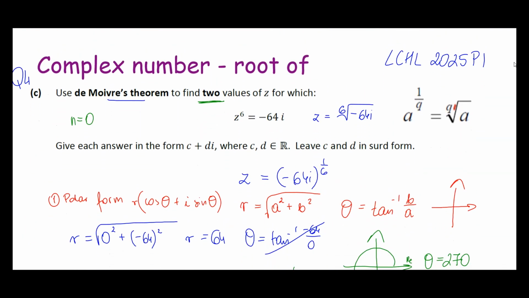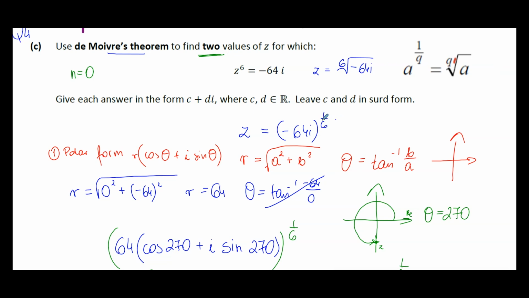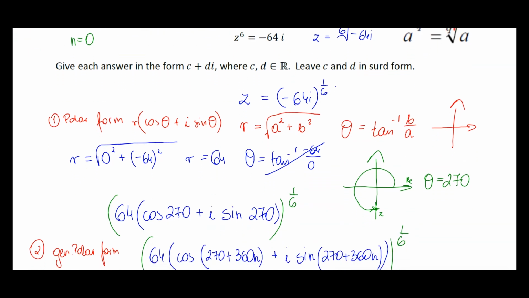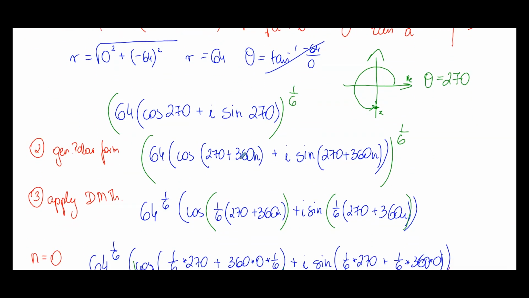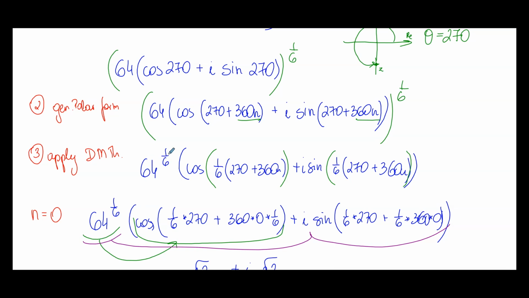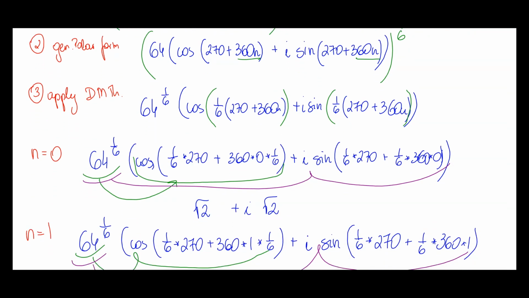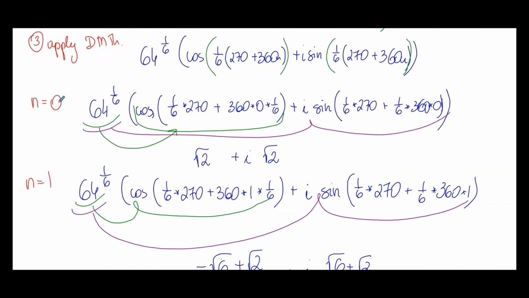So again, let's remember, we change the root to a power first because the theorem deals only with powers. It doesn't deal with roots. First, polar form, then the general polar form, which is basically adding 360n. And then we apply the theorem, which means the value of r is taken to the power while the angle is multiplied by that value. And in this case, because they are looking only for 2, first 0 in place of n and then 1 in place of n. And then calculator and back to the rectangular form.